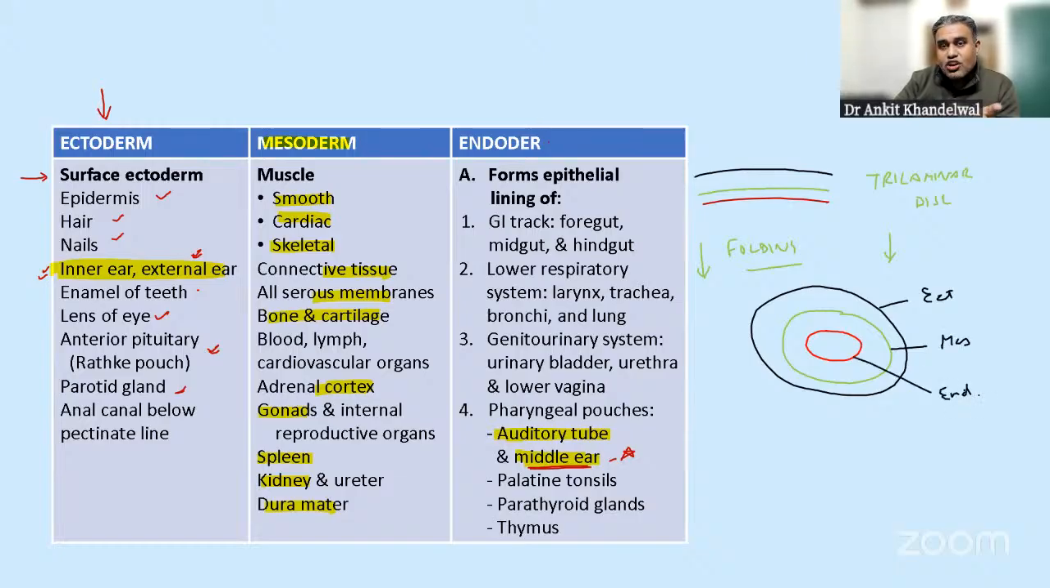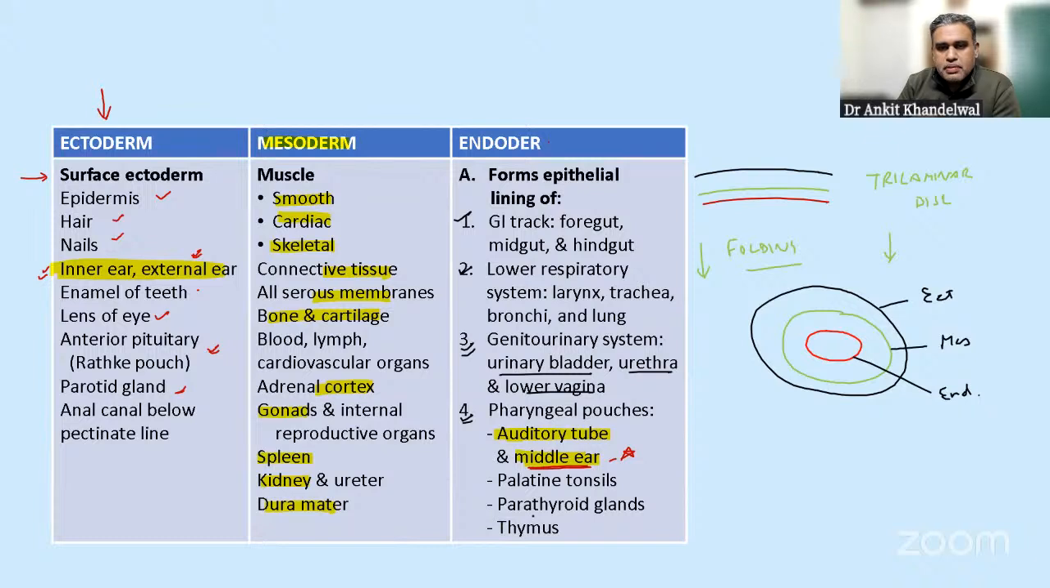Now look at the endodermal derivatives. GI tract, foregut, midgut, hindgut, in the middle of our body. The respiratory tract, the genitourinary system. Now you say, sir, you said the genitourinary is from intermediate mesoderm. I didn't say all, but yes, part of it. Part of it comes from the endoderm also, like bladder, urethra, lower vagina. The kidneys and ureter come from mesoderm. Then pharyngeal pouches that you'll learn in head and neck. What endoderm comes from here?